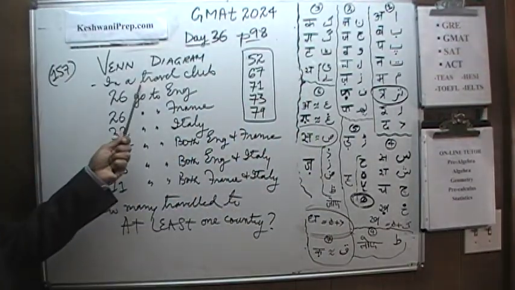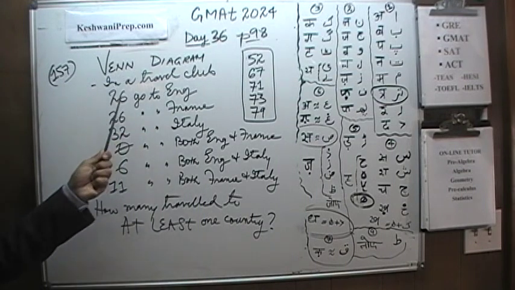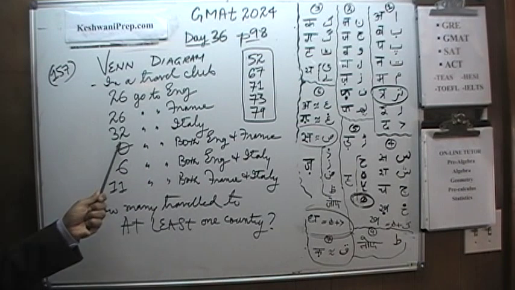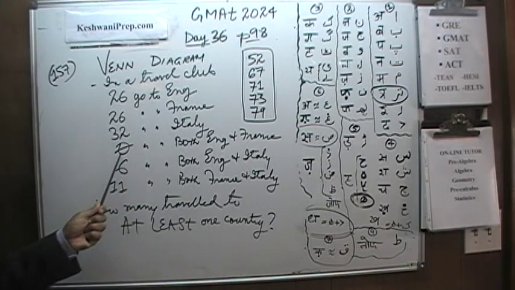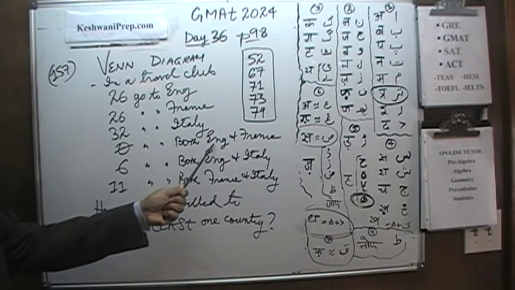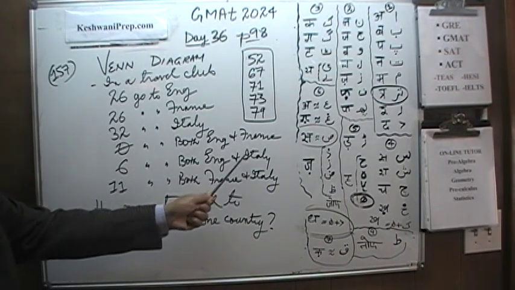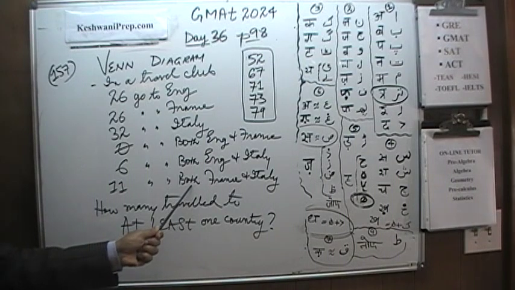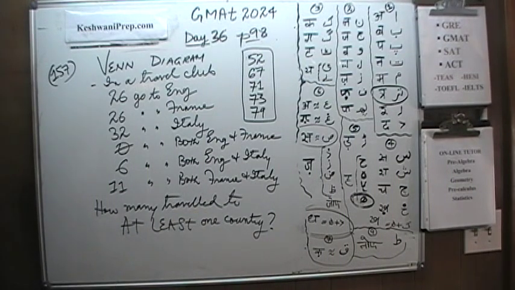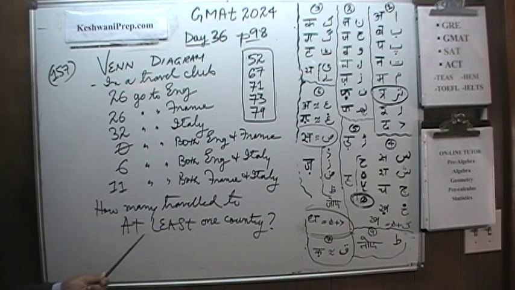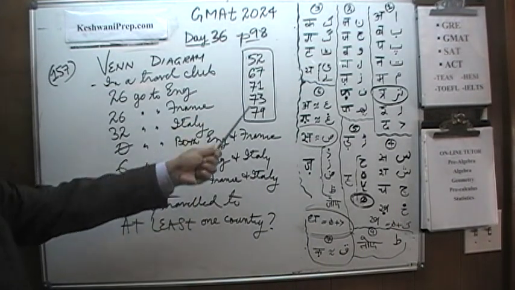It says that we have a travel club. We are told that in a travel club, 26 people went to England, 26 people went to France, 32 people went to Italy, 0 people went both to England and France, 6 people went to both England and Italy, 11 people we are told went to both France and Italy. And the question simply is, how many people traveled to at least one country? These are the answer choices.